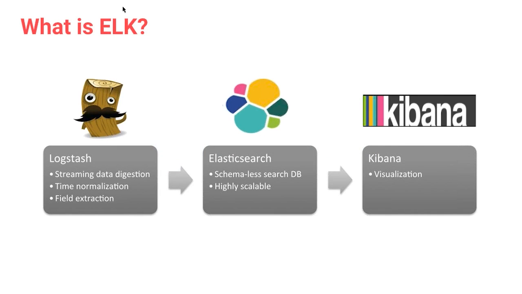The ELK stack is made out of three different components: Logstash, which is streaming, data ingestion, time normalization, transformation of the data, and enhancement of it, as well as field extraction. The middle component, which is the main component of all of it, is Elasticsearch, which is a highly scalable NoSQL database. And the last component, which is the K, Kibana, is a visualization layer that allows you to build visualizations, perform searches on Elasticsearch, build your dashboards, and so forth.